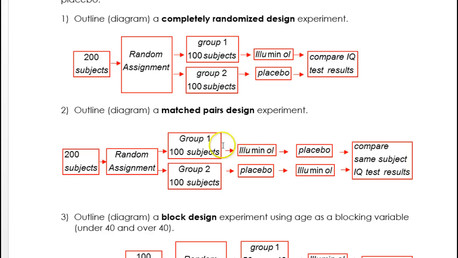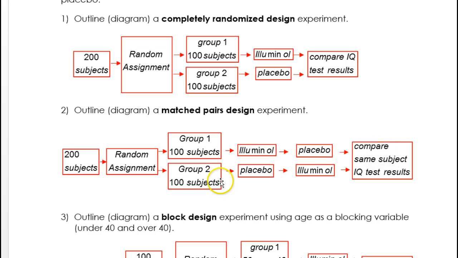So if Jerry is in the experiment, Jerry is going to take the Illuminol and see how his IQ turns out. And then he's going to take the placebo a week later, see how his IQ turns out. And then we're going to compare. How did Jerry do on the Illuminol compared to how did he do on the placebo? And to make that clear, we have to say compare same subject IQ results. That phrase needs to be in there.